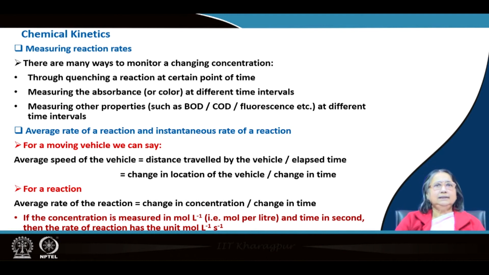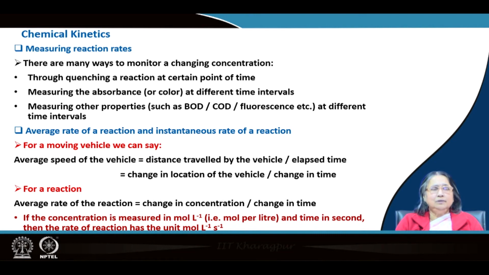Now, what is the average rate of a reaction and the instantaneous rate of a reaction? Say, for example, I am travelling by a car, a vehicle. If I start from Kharagpur and want to go to Kolkata, my speed will not be constant, right? The speed of the car will not be constant, isn't it? So at different places the speed will vary. Then how can we determine it? We can determine it in terms of average speed.